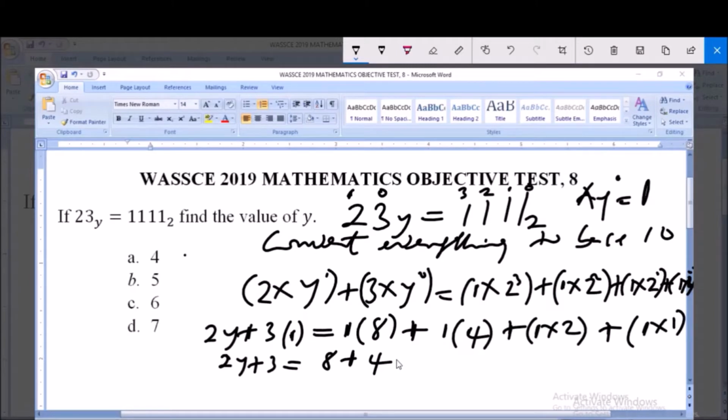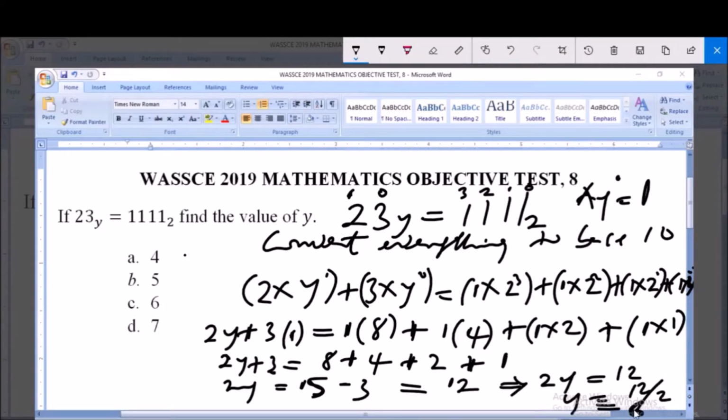Now 8 plus 4 gives you 12, 12 plus 2 gives you 14, plus 1 gives 15. If you sum up everything here, you have 15. So minus this 3 here, 15 minus 3 gives you 12. So we have that 2y equals 12, and y becomes 12 divided by 2, which is 6. So 23 base y is the same thing as 23 base 6.